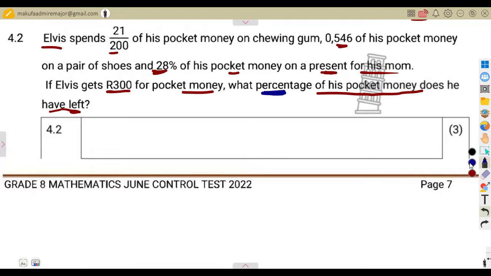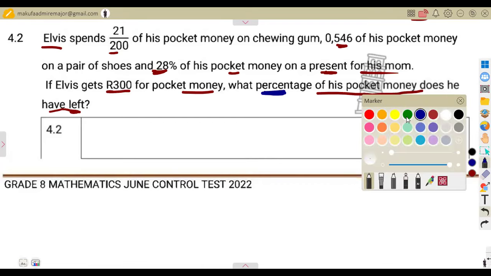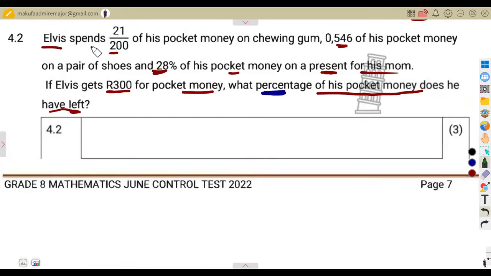You need to know the money that he is left with. Then you can calculate the percentage that he is having now. Okay, so let's start with what he spent. He spends a lot from this money. What did he spend? The first place, 21/200 of his pocket money. Of means times. What is his pocket money? 300 Rand. So this is the first one that you used for the chewing gum.